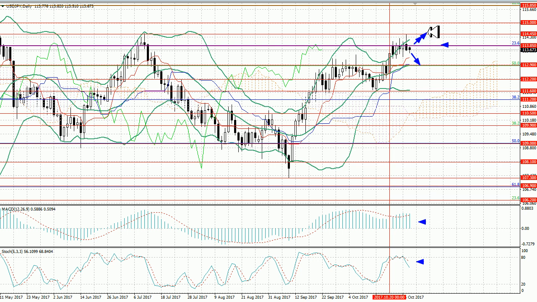114.45 and 115.0. Fundamental events of the week include the data on the volume of industrial output in Japan and the decision of the Bank of Japan on the interest rate. Generally, the continuation of the fall to the level of 112.90 seems likely, but one cannot exclude growth if the level of 113.85 is broken out.